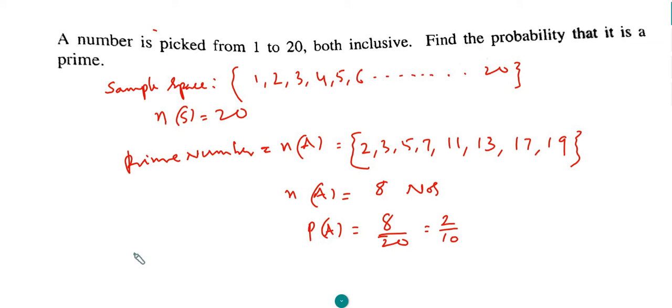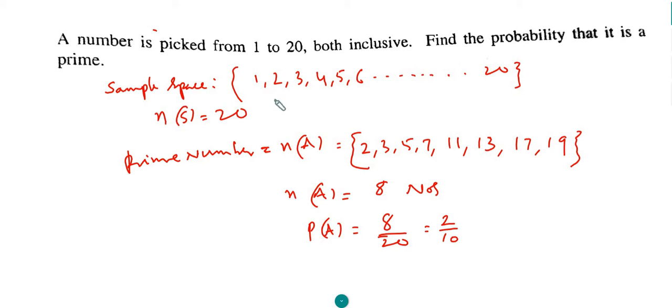5, 6, like this, 20 tickets are there, numbered 1 to 20, and they are put in a box. When he randomly picks up one number, that should be a prime number. That means the ticket should contain a prime number. Now, what is the sample space here? How many are there?